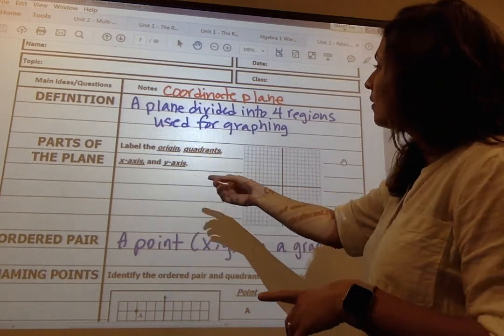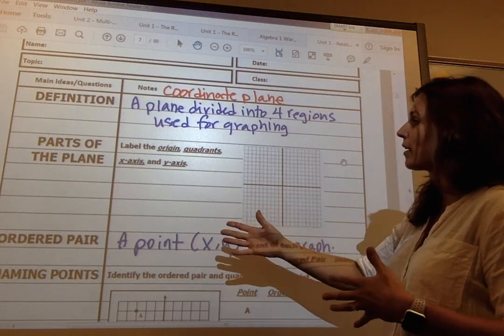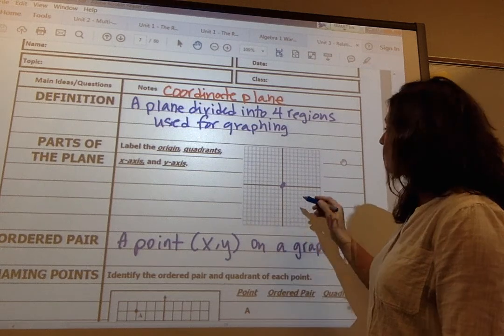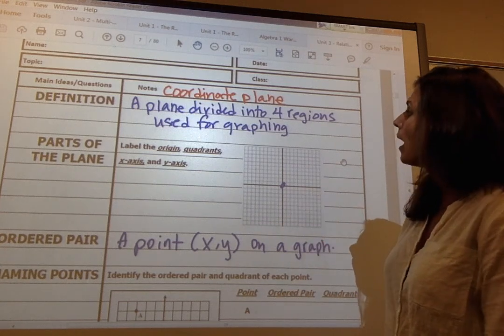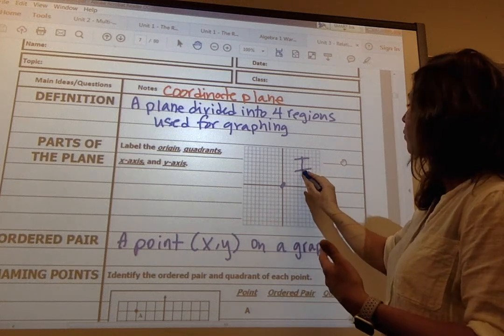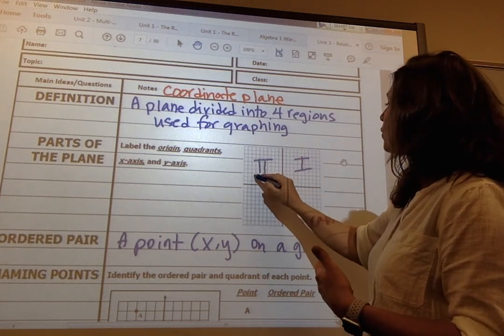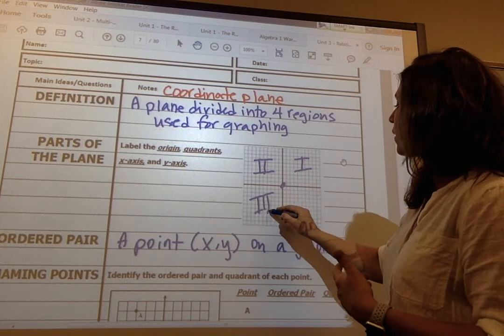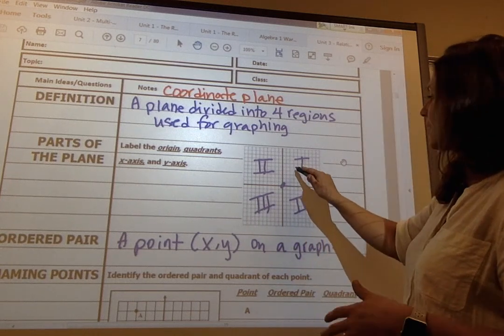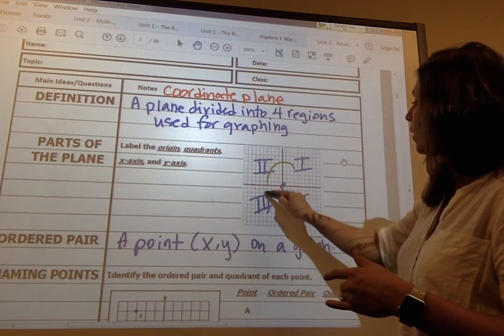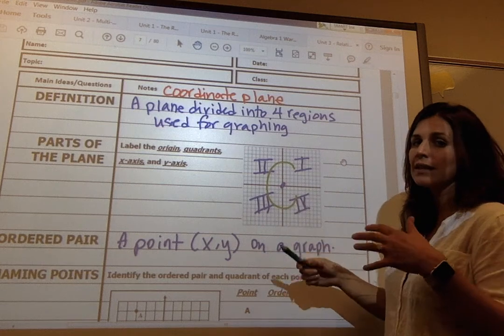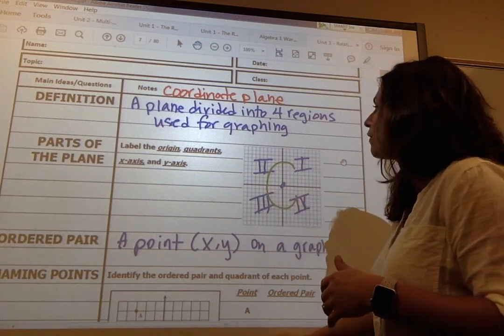So when we label these different parts, the origin, quadrants, x-axis, and y-axis, the origin is where it comes together at 0, 0. That's the origin. The quadrants go in a counterclockwise position. So we start with quadrant 1, quadrant 2, quadrant 3, and quadrant 4. And if you look, it makes like the letter C. So we start here and we go until we reach the 4th quadrant. So you can make the letter C, and that's the same as quadrants 1, 2, 3, and 4.